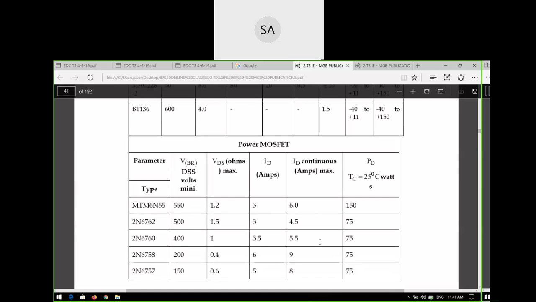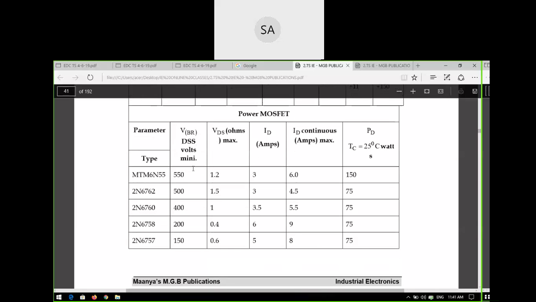So for power BJT or power MOSFET, you have MPM6 and double five, 2N6762, 2N6760, 2N6758, 2N6757. So 67 means a series of power MOSFET. Okay, you remember it like that.